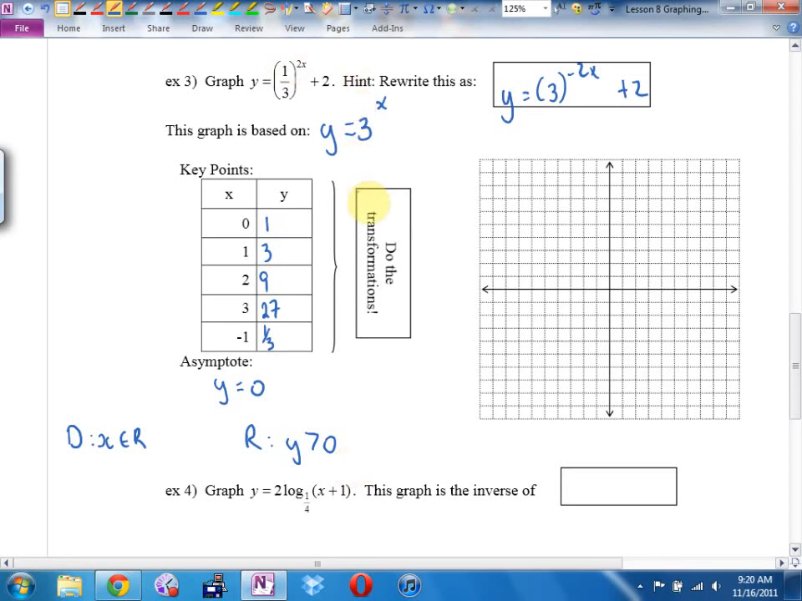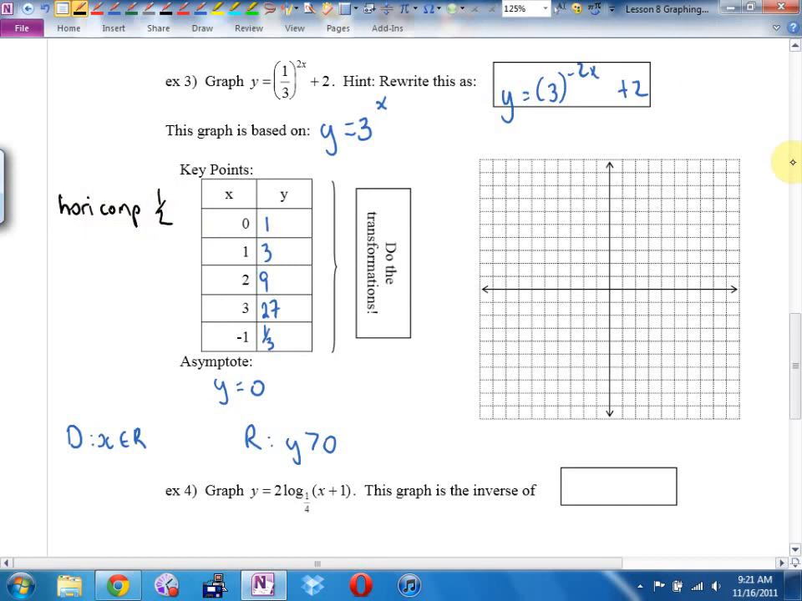Expansion compressions, do you see any? Where? Way up here. There is a coefficient in front of the x. Horizontal or vertical, and how do I know? Because it's an x, and timesing by 2, is that a horizontal expansion by 2 or a compression by a half? So over here I'm going to write horizontal compression by a half. Why over here? Because there's room. You don't have room to do it over here, like I did in the previous one.